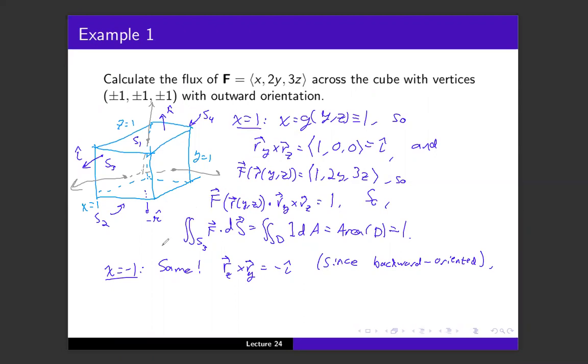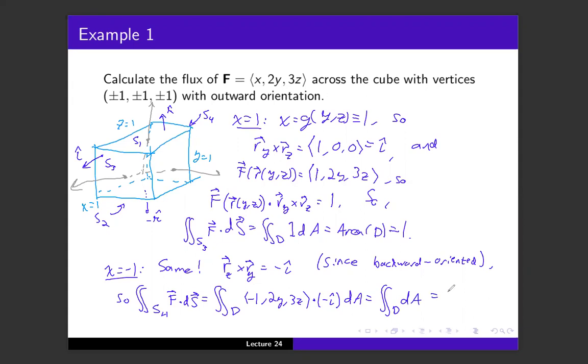Because we're talking about the outward flux. So the double integral over S4 of F dot dS is the double integral over D of F of r of (x, y) in this case, which is (-1, 2y, 3z), dotted with -i dA, which again is just going to be the double integral over D of the constant function 1, which is just, oh, sorry, I said 1, but I meant 2.